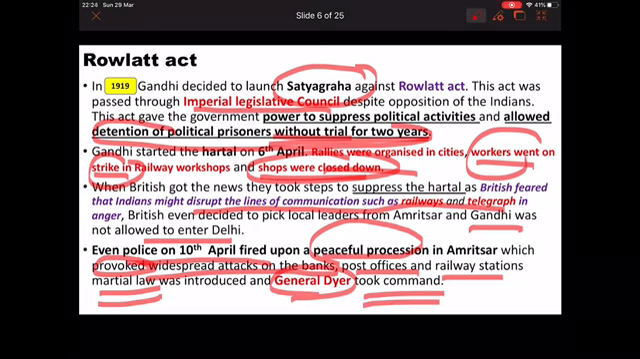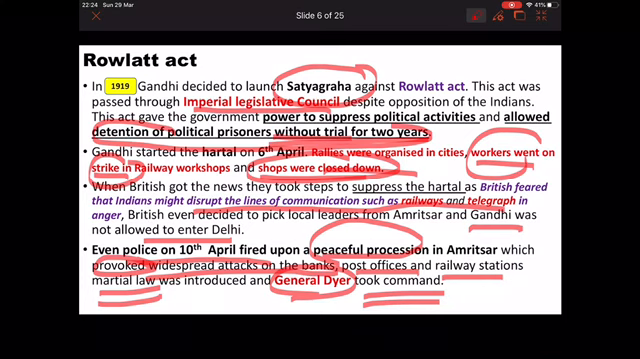This particular slide is a very important slide because it talks about the Rowlatt Act. The Rowlatt Act was passed in 1919 in the Imperial Legislative Council, despite the opposition of the Indians. You must understand, this Rowlatt Act gave the government power to suppress political activities.